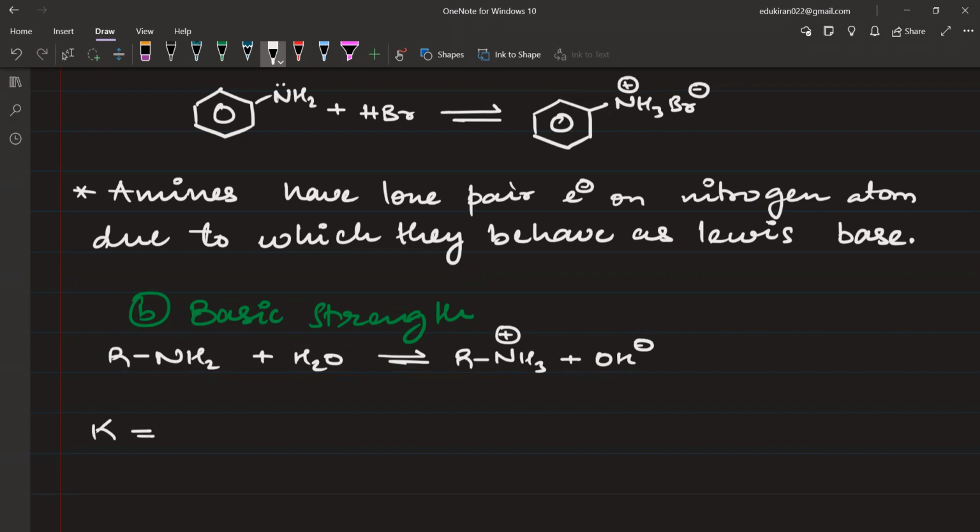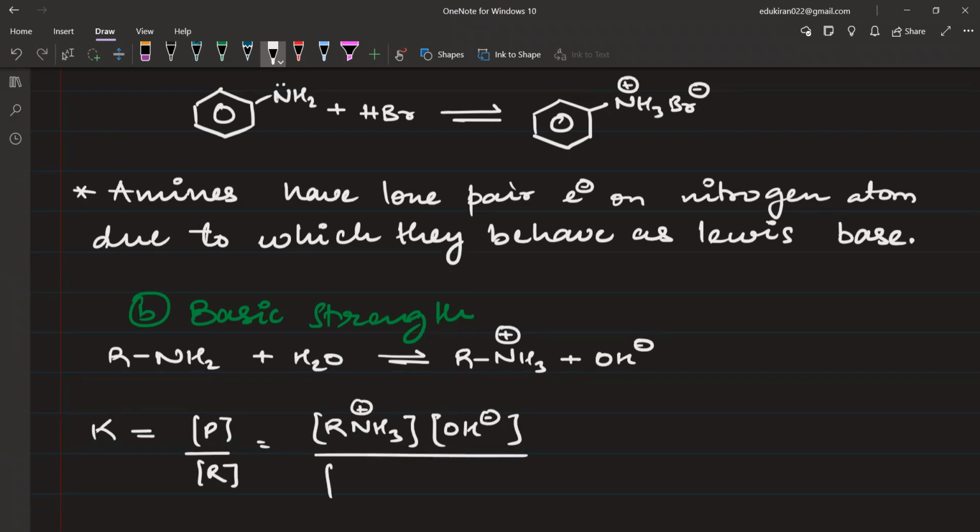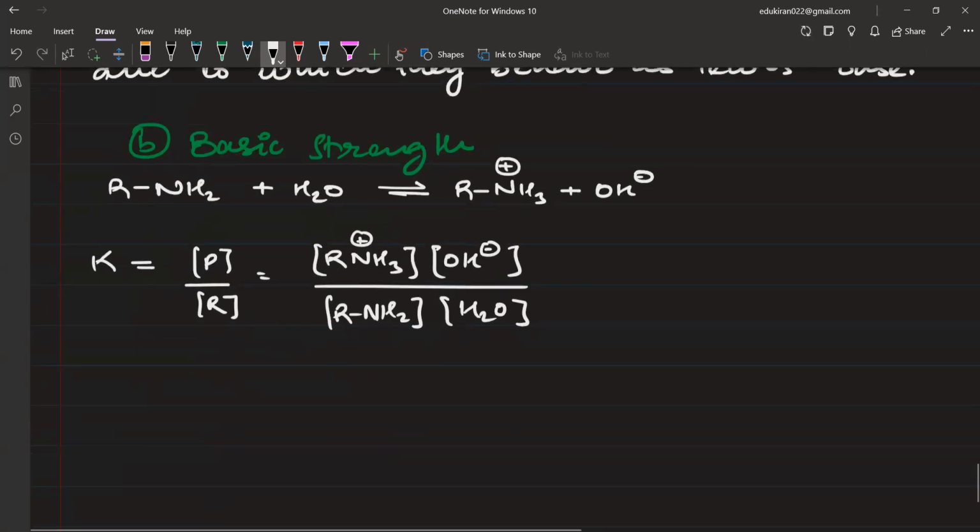So the K equilibrium that we can have is the products upon the reactants. Here the product is the concentration of RNH3 positive times the concentration of OH negative, divided by the concentration of amine and the concentration of water. As we know, water's concentration is going to be constant, and we can take it to the left hand side. So the equilibrium constant multiplied by the concentration of water is going to give you Kb in this case, because we are having a base here.